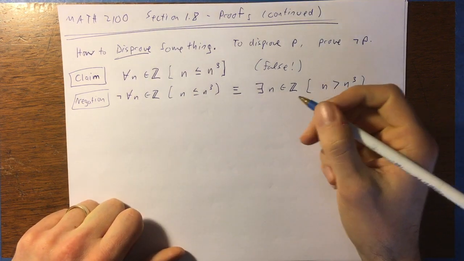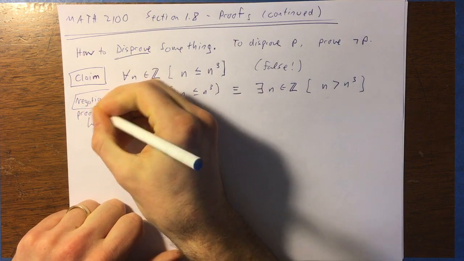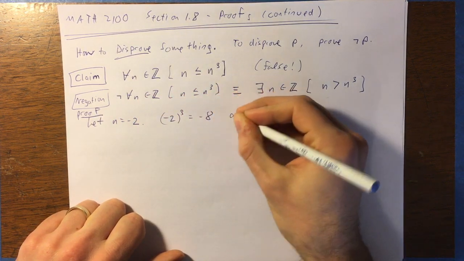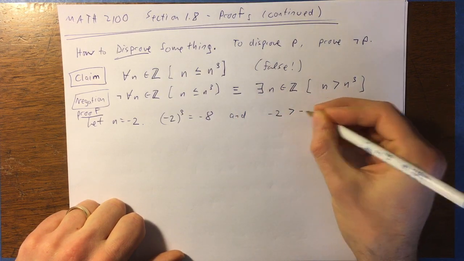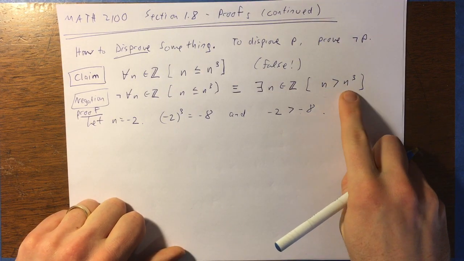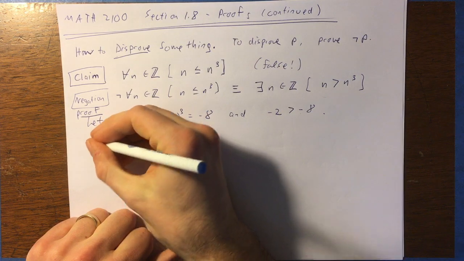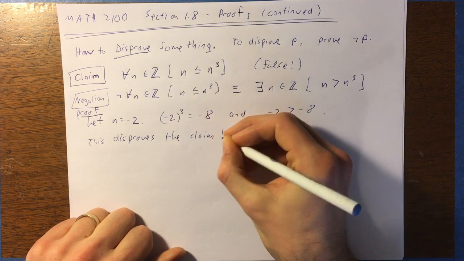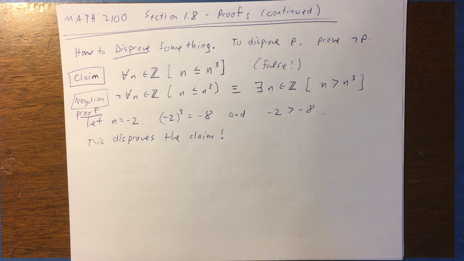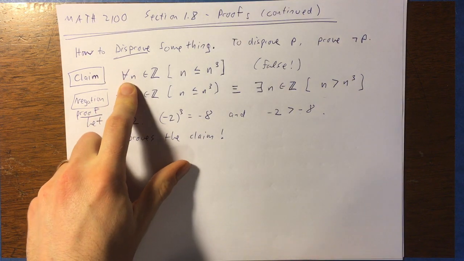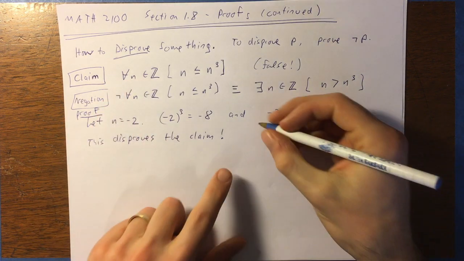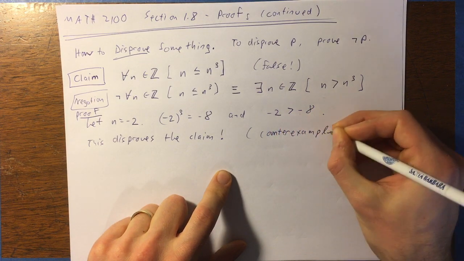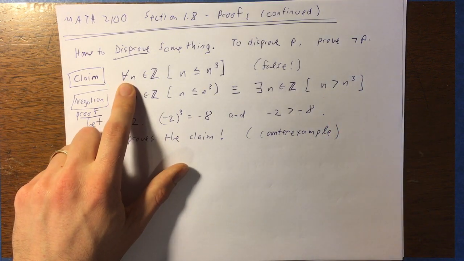That's going to work. We'll prove it by saying, proof. Let n equal negative 2. Negative 2 cubed is negative 8. And negative 2 is greater than negative 8. There we go. Negative 2 is greater than negative 8, right? So this disproves the claim. We did it. This is basically disproving a universally quantified statement, disproving a for all by finding a counterexample. What we found here is called a counterexample. And you only need one counterexample to disprove something which is claimed for all.